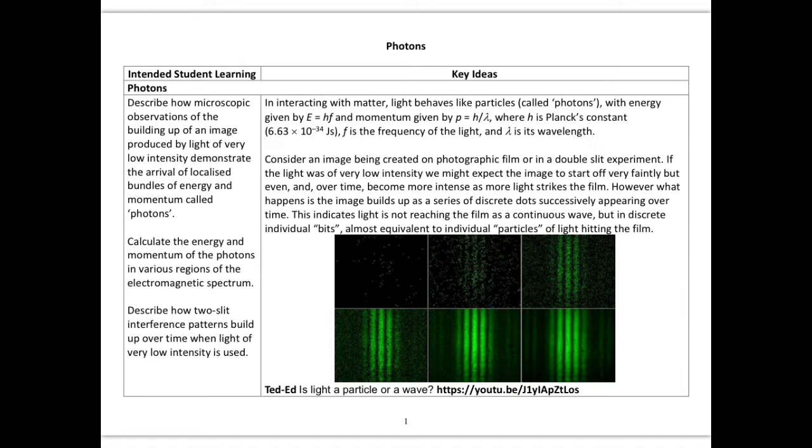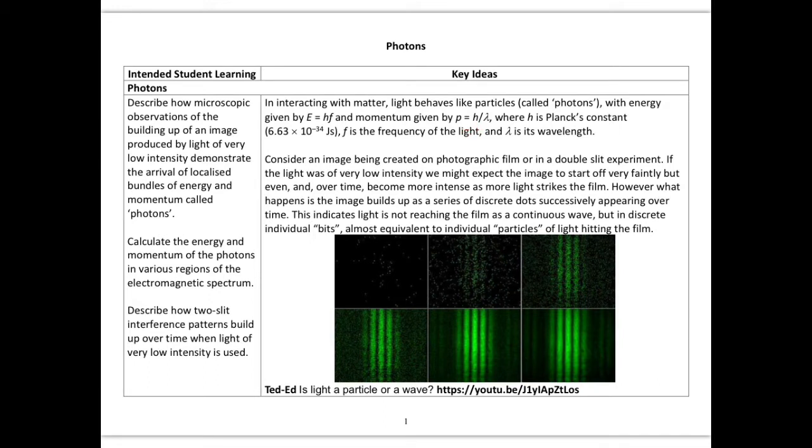However, it does not explain all of the observations we see of light, because sometimes when we look at how light behaves, rather than like an electromagnetic wave, it behaves like a little particle, and we call that little particle a photon. The energy of that photon is given by E equals hf, where E is energy, h is Planck's constant, f is frequency, and its momentum is given by this equation here.